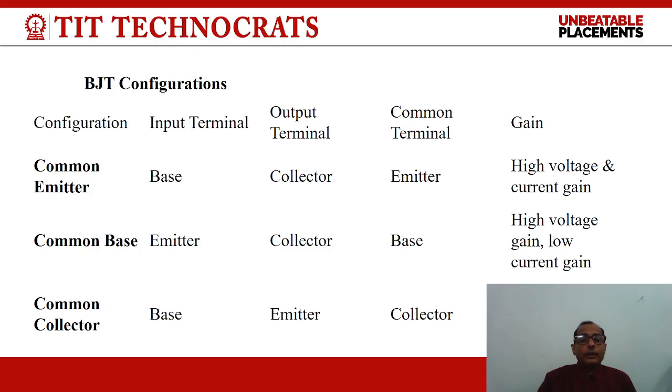The second configuration is common base. In this, the input terminal is emitter, output terminal is collector, and common terminal is base. Here the gain is high voltage gain and low current gain. And last is common collector. In this, the input terminal is base, output terminal is emitter, and common terminal is collector. In this, the voltage gain is nearly 1 and high current gain.